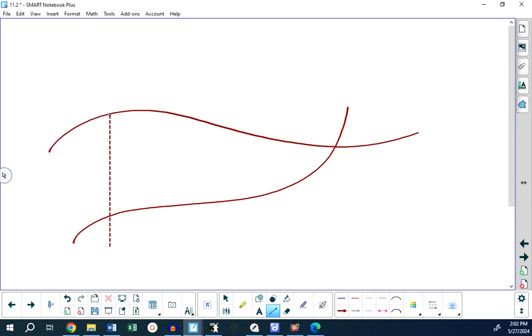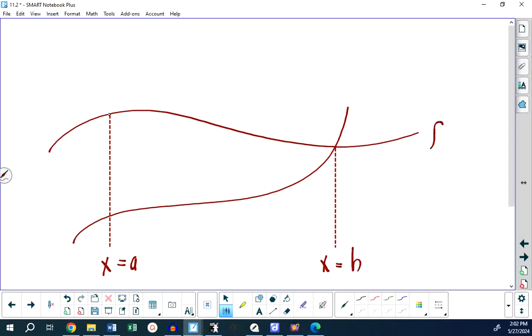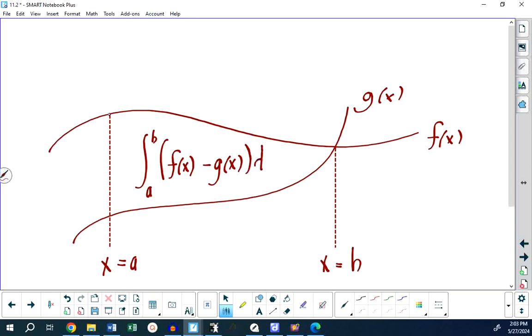From x equals a to x equals b, and we'll just call this one f of x and this one g of x. What I have taught you is that this area will be the integral from a to b of the difference between the two functions, where you're subtracting in the order of upper minus lower.